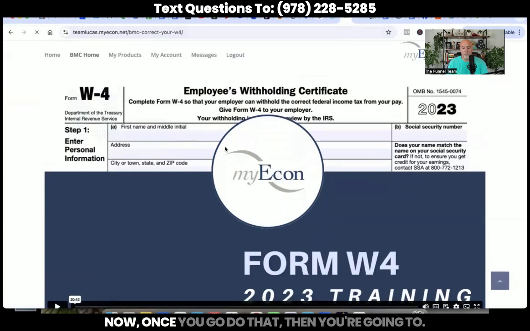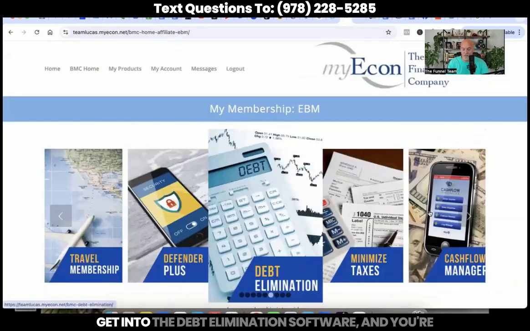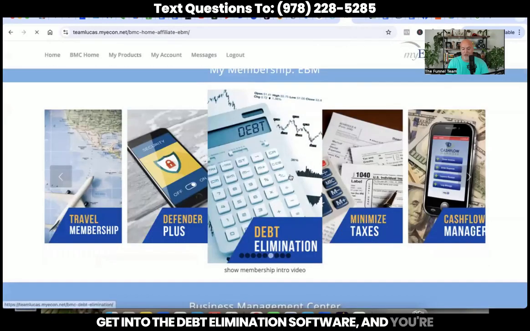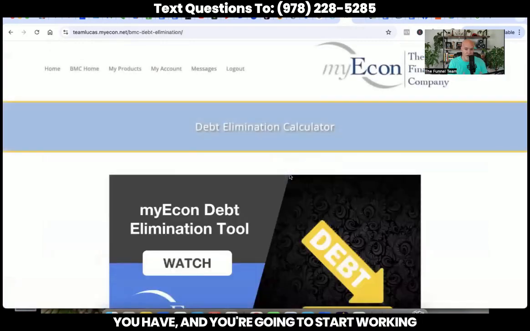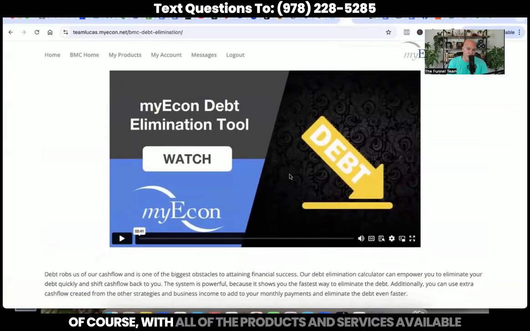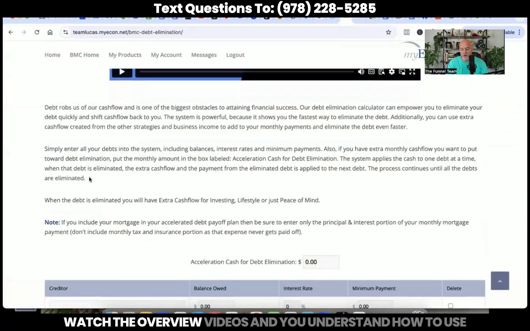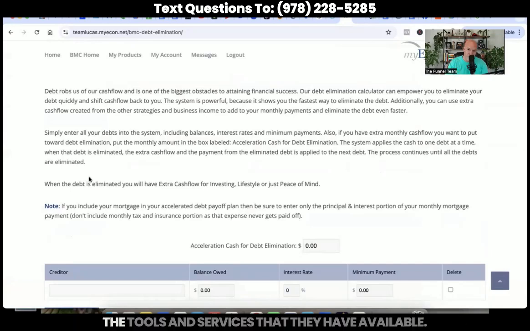Now, once you go do that, then you're going to get into the debt elimination software, and you're going to start figuring out how much debt you have, and you're going to start working at chipping away at all of your debt. Of course, with all of the products and services available at myEcon, you want to make sure that you watch the overview videos and you understand how to use the tools and services that they have available. So those right there are the two services that you're going to be using.